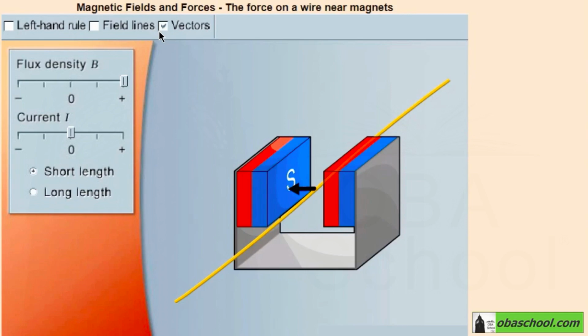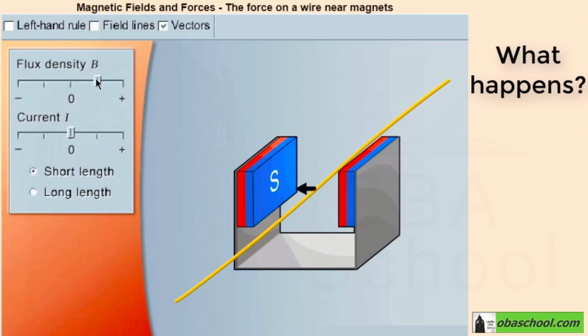Now let's drag the flux density slider backwards one notch towards the 0 value. What happens? Well, the magnet and the vector arrow decrease in size, indicating a weaker magnetic field.